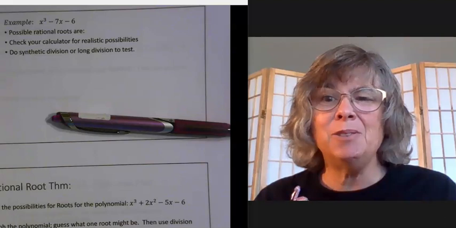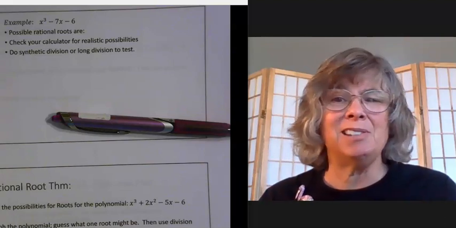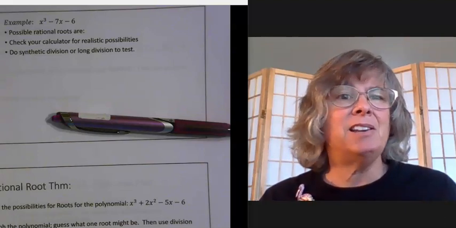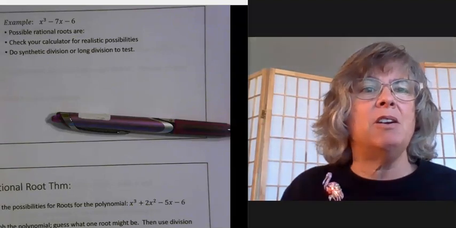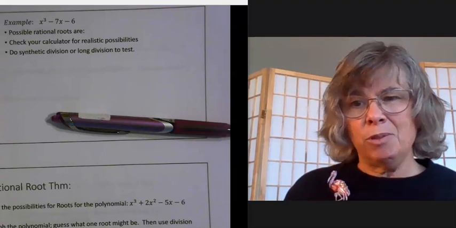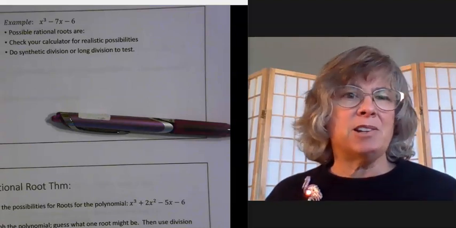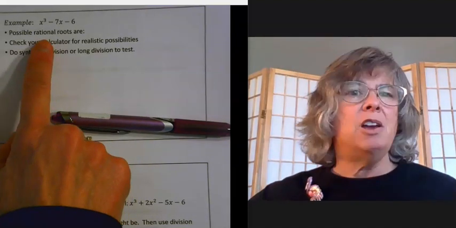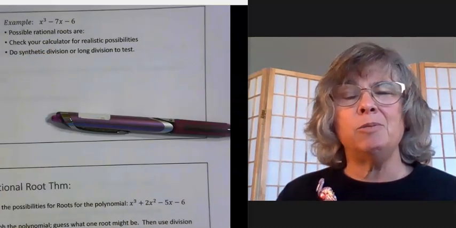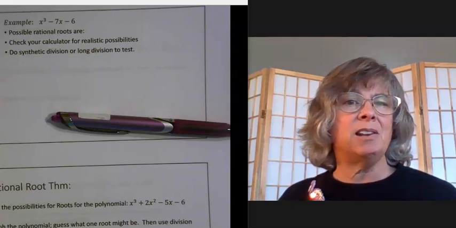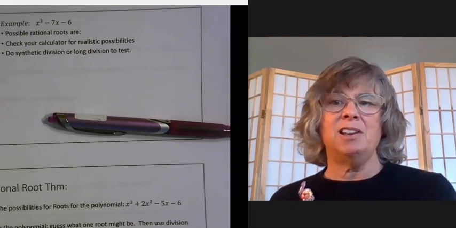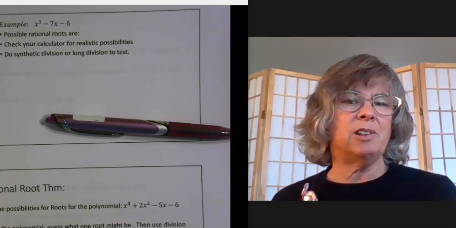Here's another one. Let's say you want to factor this. Notice it's a cubic. It's not a quadratic. Let's say you want to factor it. So you're going to have to insert a 0x squared in there. So use the rational root theorem to find the possible rational roots. It's the first thing here. Check on your calculator to see what are realistic possible rational roots, and then do synthetic division or long division to test. I'll check in with you at different points along the way.